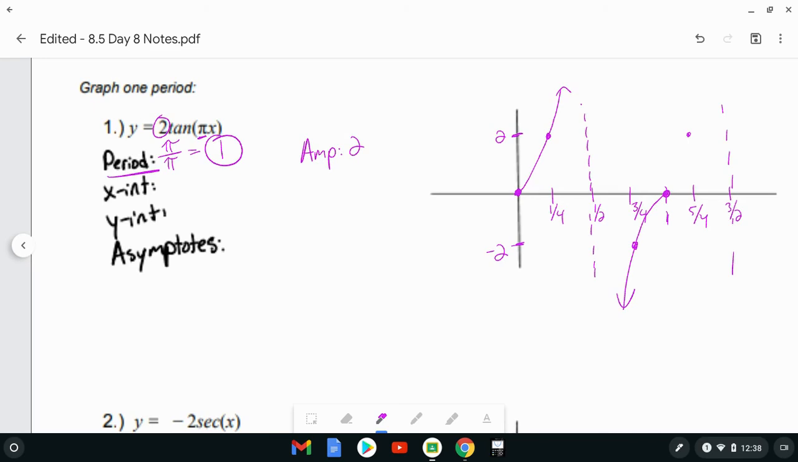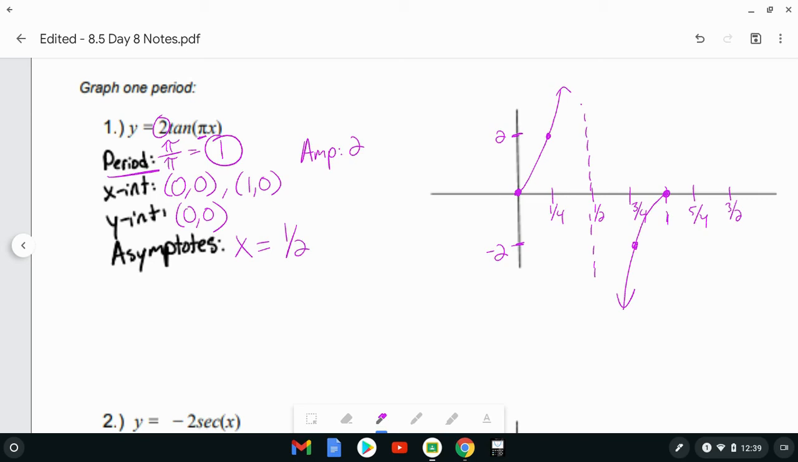Okay? X-intercept, you notice, is going to be at 0, 0 within our first period, and then 1, 0. The y-intercept, we notice, is at 0, 0. And then again, the asymptote, for this case, because we're only graphing 1 period, let's take this out. So let's follow directions. The only asymptote we're talking about here, x equals 1/2.